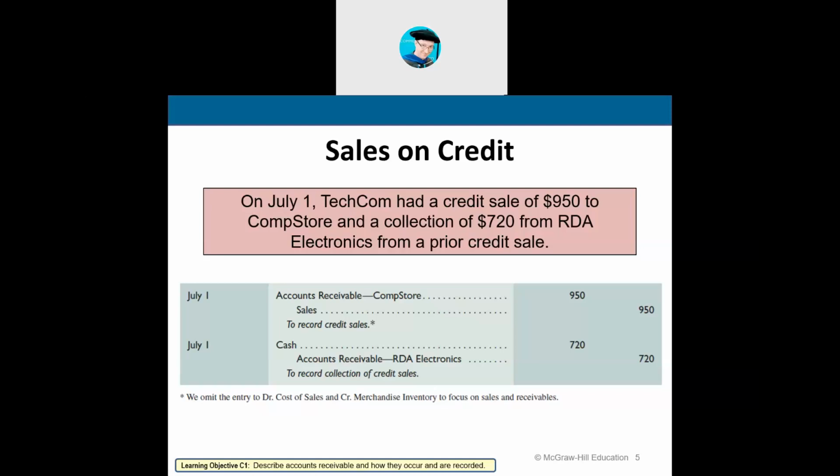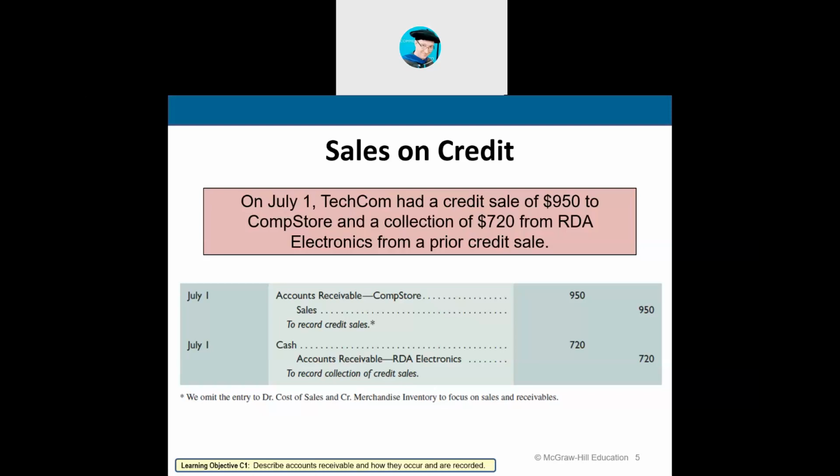And the reason why we credit sales to increase sales is that sales falls under equity. And equity accounts, to increase the equity account, we credit. So the first transaction we have here is we sold $950 of electronics, I guess, to, I'd say CompUSA. They've been out of business for years. We'll say CompUSA.